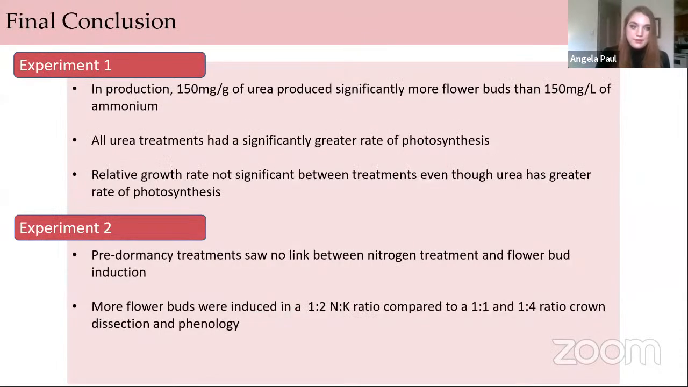So then my final conclusion to go over again, from experiment 1, 150 milligrams per liter of urea produced significantly more flower buds than 150 milligrams per liter of ammonia. And then all urea treatments had a significantly greater rate of photosynthesis. And then the relative growth rate did not have any significance between treatments. So that's that. And then again, in experiment 2, the pre-dormancy treatment saw no link between nitrogen treatment and flower bud induction. And more flower buds were induced in the 1:2 ratio compared to the 1:1 and then the 1:4.